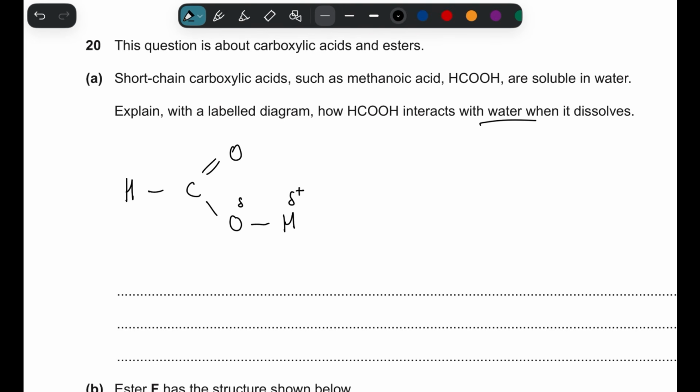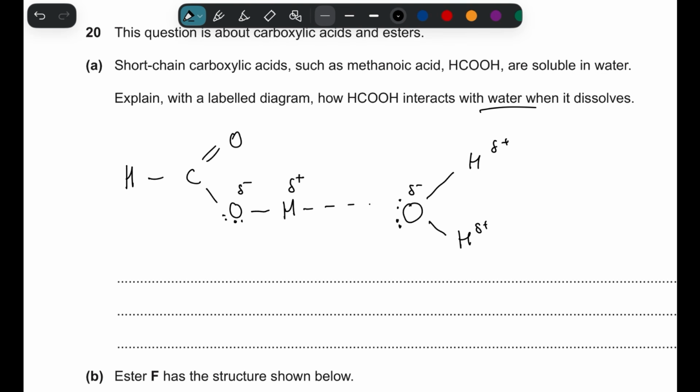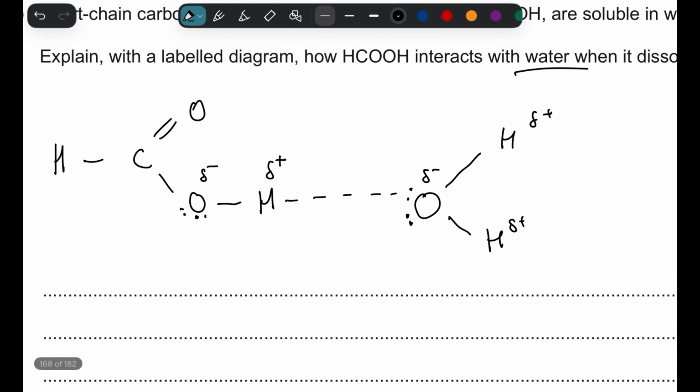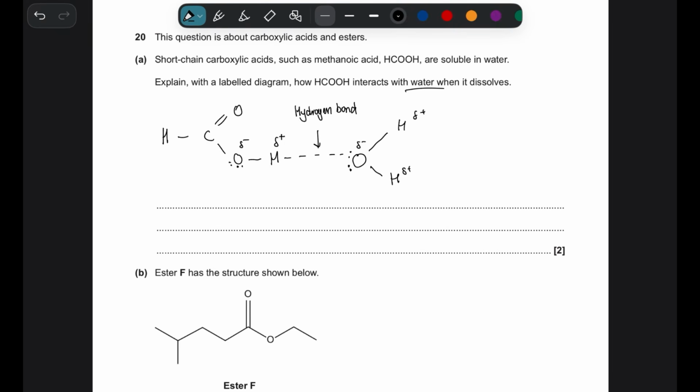You can also put delta minus here. And if you really want to sell it, draw your electrons there. Cool. Now, what you also need to do is draw a water molecule nearby. So I'm going to make sure I've got my electrons there, my delta minus. And then we're going to go down here, delta plus. Then you just need to make sure that we draw this going to one of the pairs of electrons. And then let's just put the arrow here, hydrogen bond. And that will get you all of the marks. Literally, that will get you both of your marks. So make sure you're doing that.